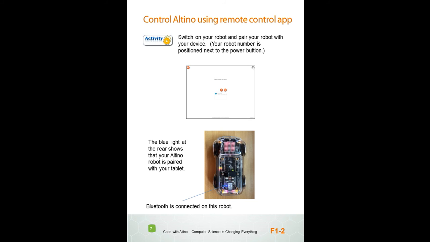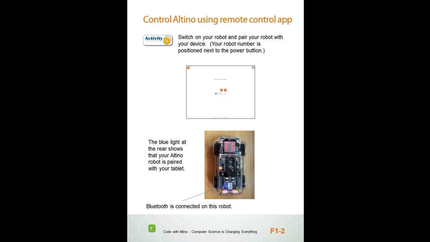For example, I'm looking at mine now. Next to the power button of my robot, the number says DDA9, and I will click into that. And then as soon as the blue light goes on the robot, as shown in that image there, you'll know that the robot is paired with your tablet and you're ready to go.